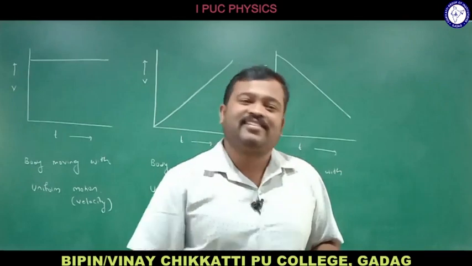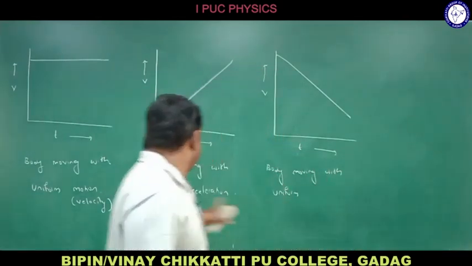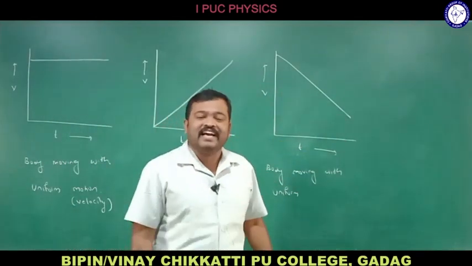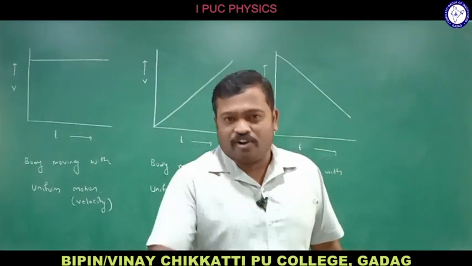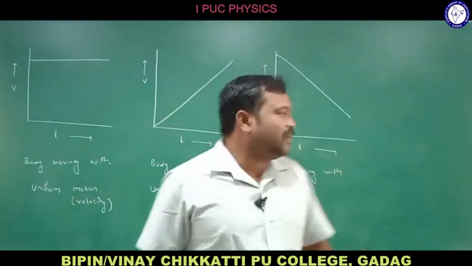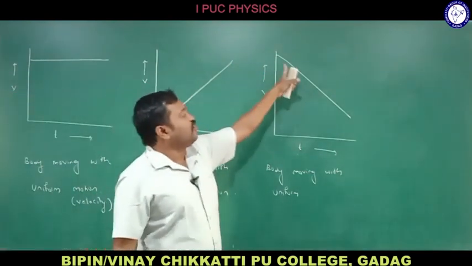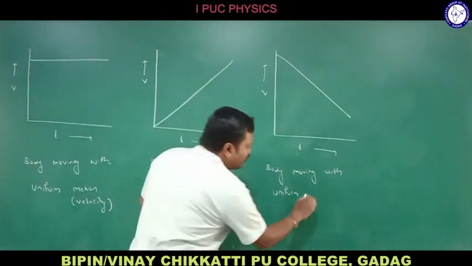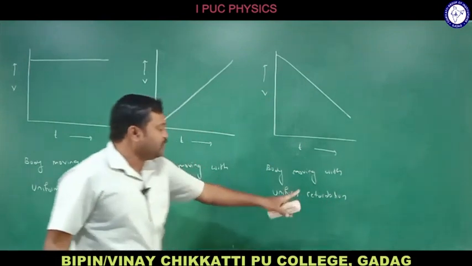We studied in the last session that acceleration is positive if velocity is increasing, acceleration is negative if velocity is decreasing, and acceleration is zero if velocity is zero or velocity is constant. That we have seen in the last session. Similarly, let me tell that graphically now. So what is happening here? Velocity is decreasing, which means the body is moving with uniform retardation, right?